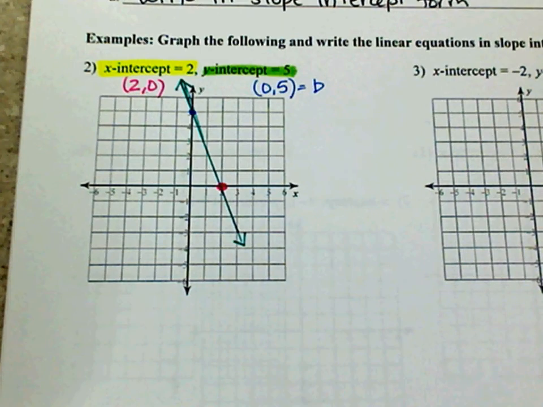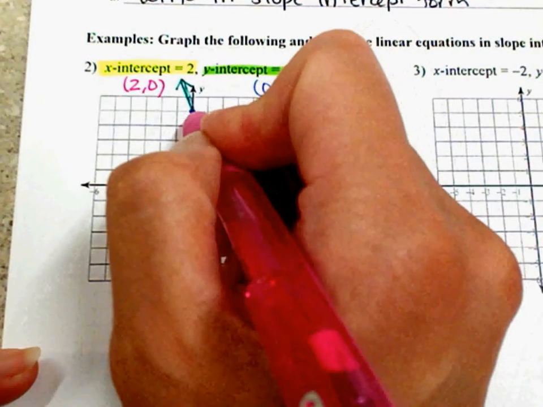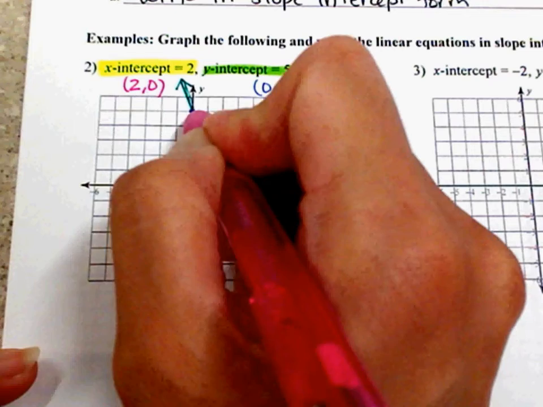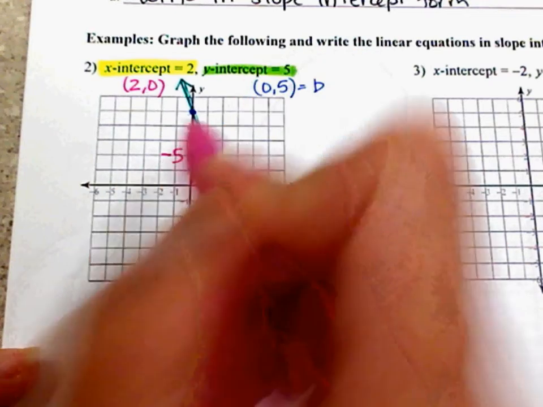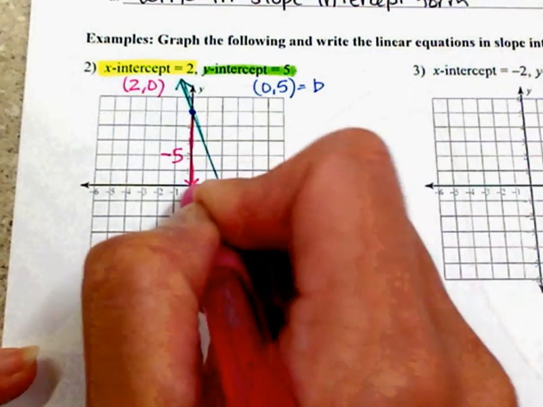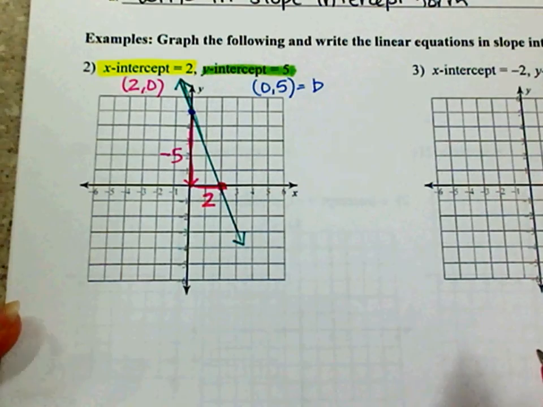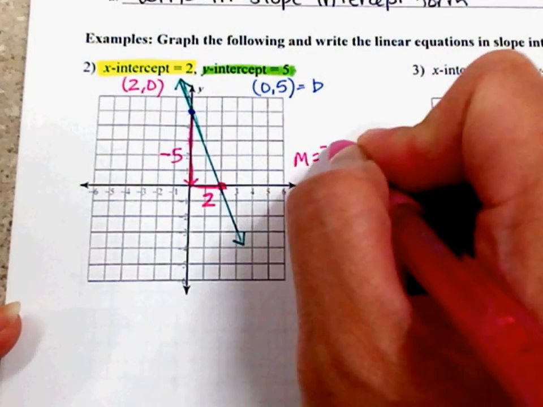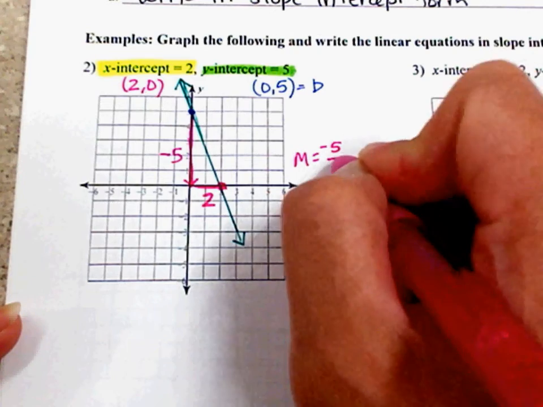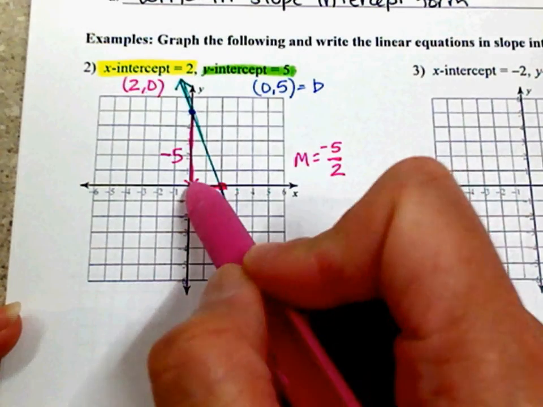All right. Now take a look from here to here. I'm going to go down. How many places did you go down? -5, right? Okay? I'm going to go to the right. How many places to the right? 2. So your slope is what? -5 over 2. Did you guys see that right there? There's your slope. So down 5, to the right 2.